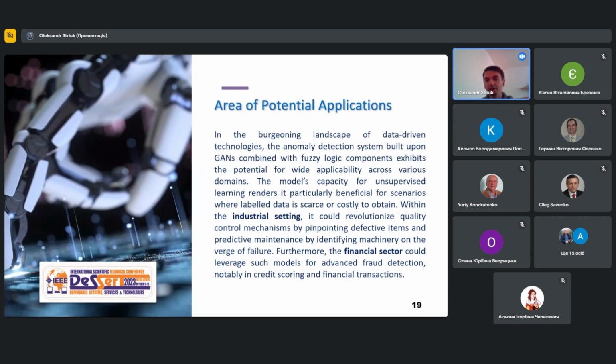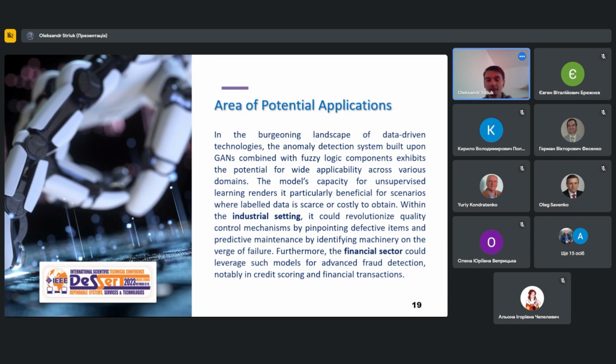Areas of potential applications. In the burgeoning landscape of data-driven technologies, the anomaly detection system built upon GANs combined with fuzzy logic components exhibits the potential for wide applicability across various domains. The model's capacity for unsupervised learning renders it particularly beneficial for scenarios where labeled data is scarce or costly to obtain. Within the industrial setting, it could revolutionize quality control mechanisms by pinpointing defective items, and predictive maintenance by identifying machinery on the verge of failure.